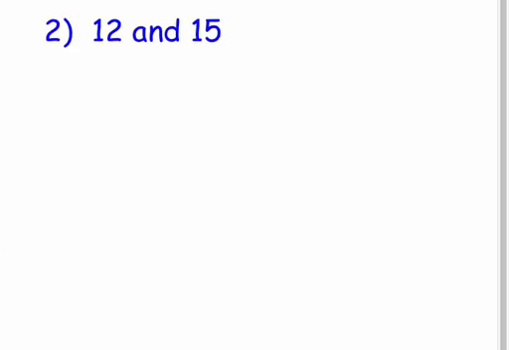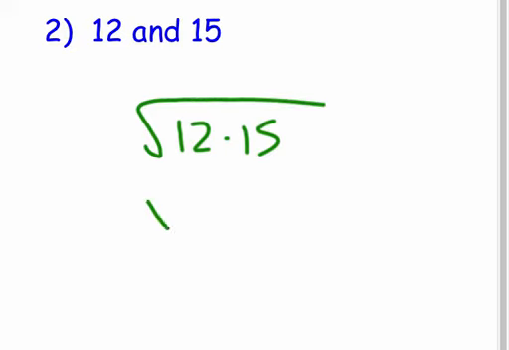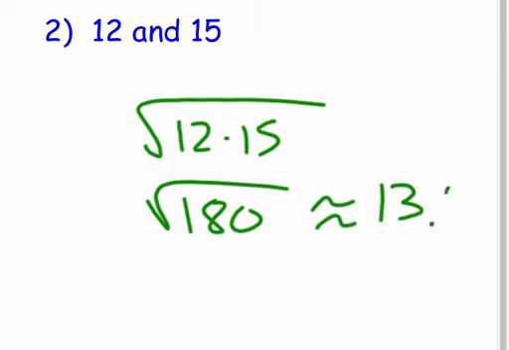Okay, but if I look at the next one, if I found the geometric mean of 12 and 15, well, 12 times 15 is 180. So what I don't want to do is take your calculator and just take the square root of 180 and then say 13.4. Don't do that, okay? That's too easy. Let's challenge ourselves. Let's go back to algebra. How do we simplify a radical?